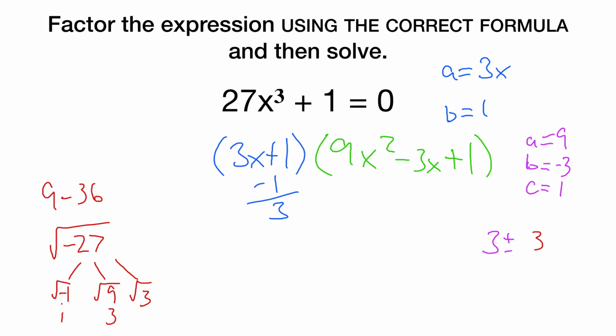So 3i square roots of 3 all over 2 times 9, which is 18. All of these are multiples of 3, so it becomes 1 plus or minus i square roots of 3 all over 18 divided by 3 is 6.